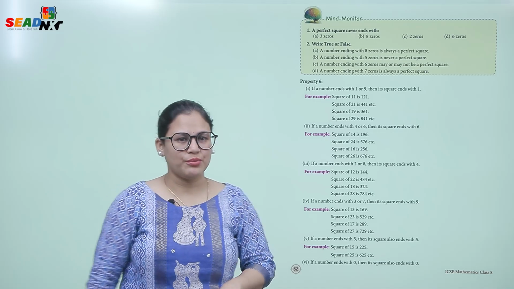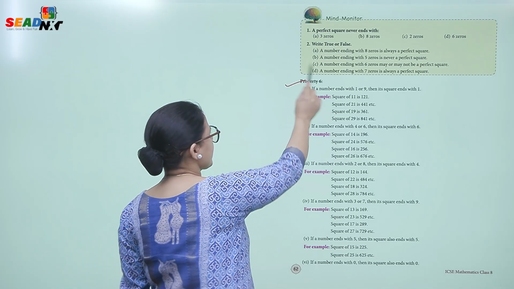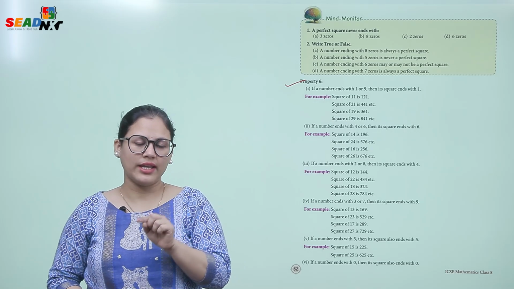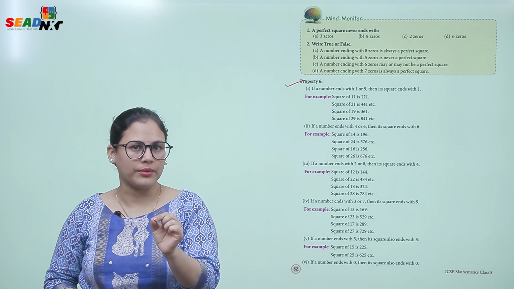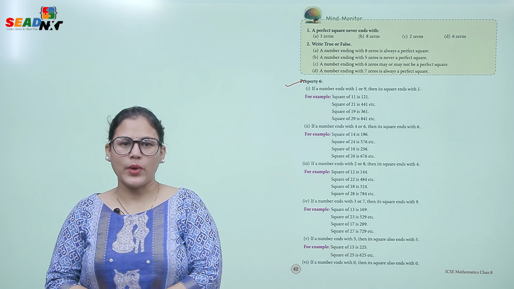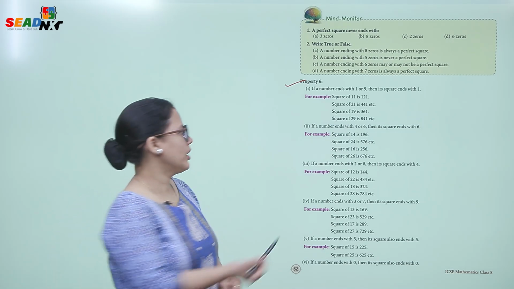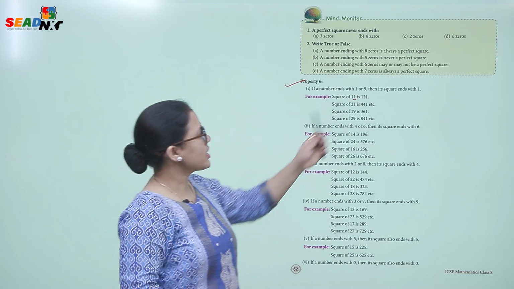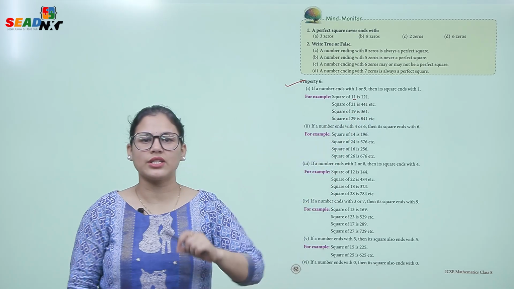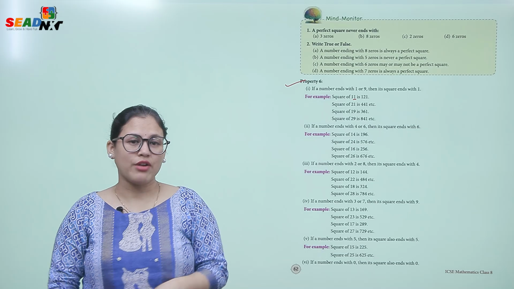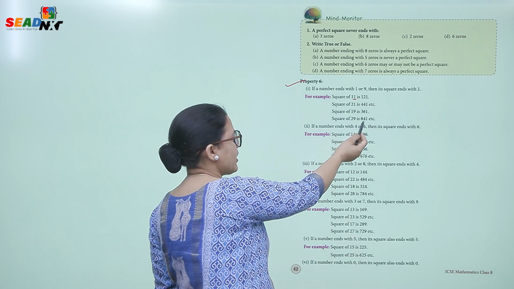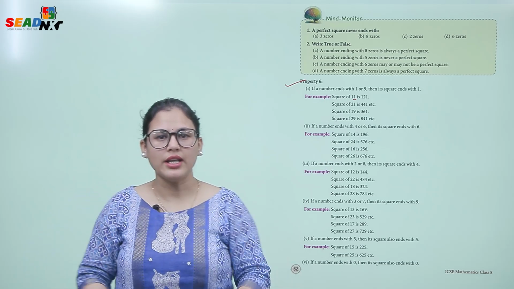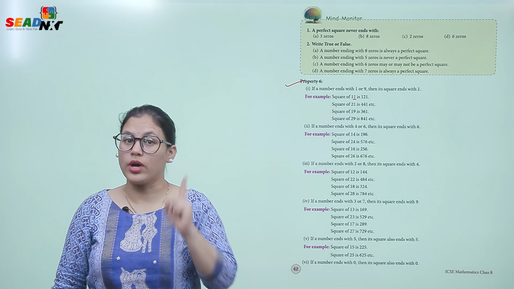Move on to the next property, which is property 6. Okay, very important. Number 1, if a number ends with 1 or 9, then its square ends with 1. Okay, for example, square of 11 is 121. Okay, 1 is at the unit place, उसके square में भी आपका 1 आया है. इसी तरह से square of 21 is 441. Square of 19 is 361 and square of 29 is 841. Okay, so कभी भी कोई भी number जिसके end में आता है 1 और 9, उसका square हमेशा 1 पे end होगा. Keep this in your mind.